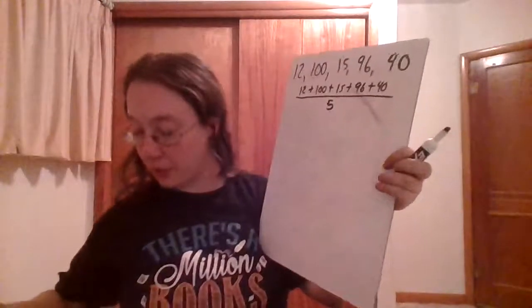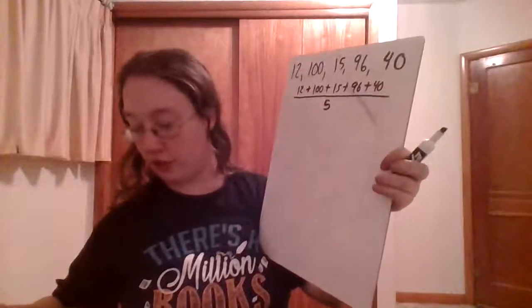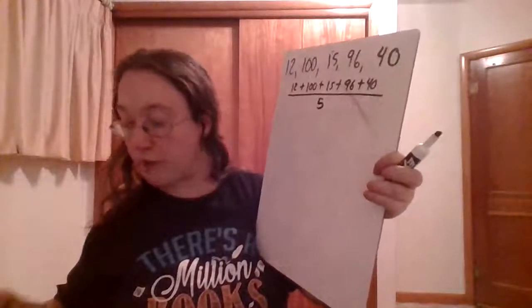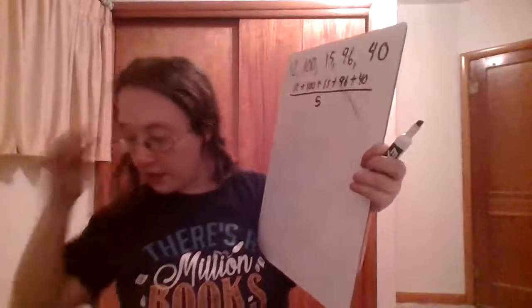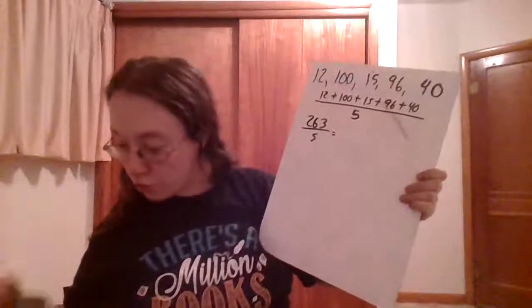So we got 12 plus 100 plus 96 plus 15. That's okay, order doesn't matter, I'm just adding. Plus 40. Gives you 263. And 263 divided by 5 gives you 52.6.